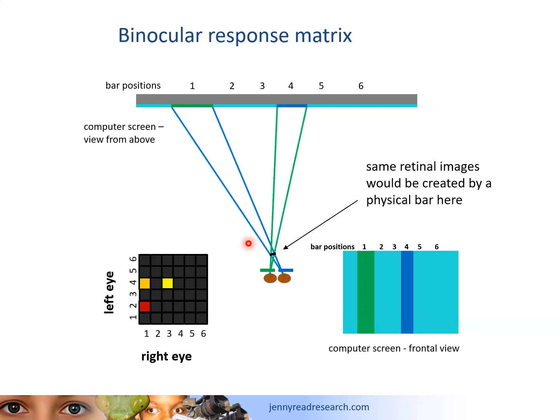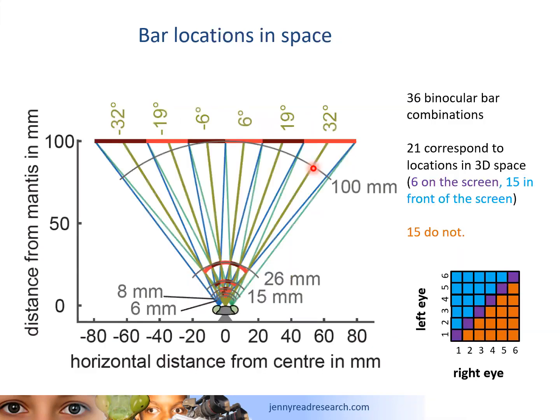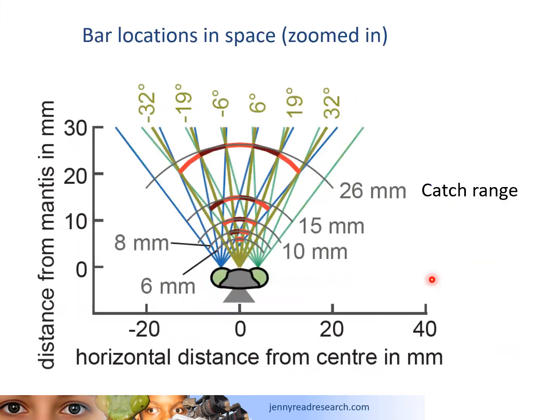Now, some of those represent virtual bars, as they would be in space. Other locations don't. So this point below the diagonal, at column 4, row 3, doesn't, right, because the lines of sight are divergent. So we tried to choose a situation where we've got 21 bar combinations that correspond to locations in 3D space. 6 are on the screen, and the remaining 15 are in front of the screen. You'll notice we've chosen situations so that some of those combinations are very close to the catch range, this 26 millimeters. And then we have 15 control situations, these orange under the diagonal here, that I can't plot because they don't correspond to locations in space. And that's just zooming in a bit on that region close to the mantis.